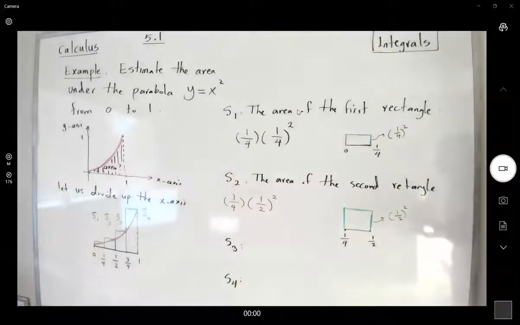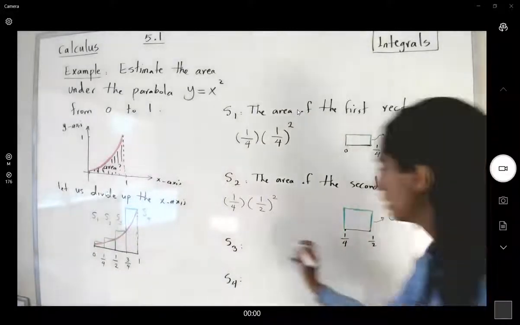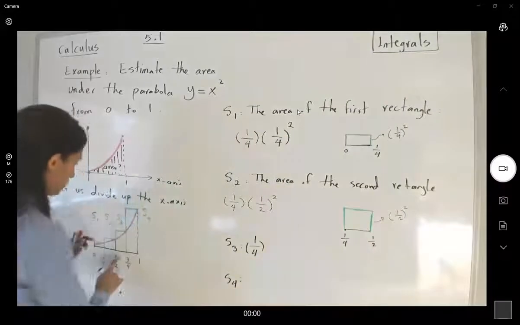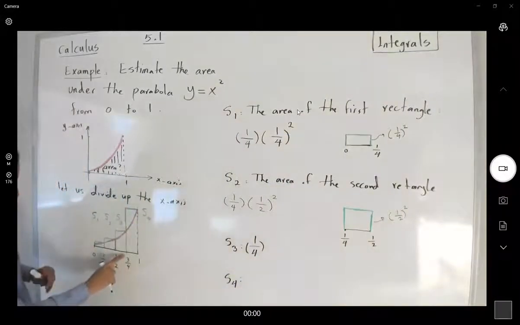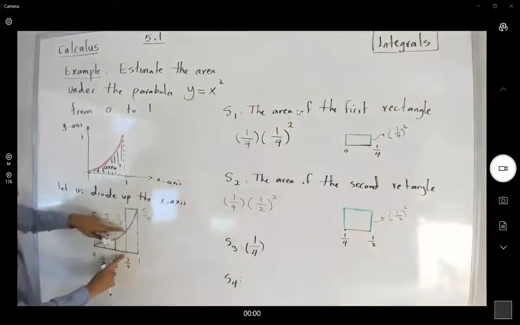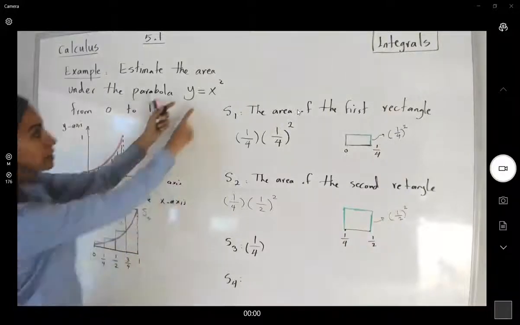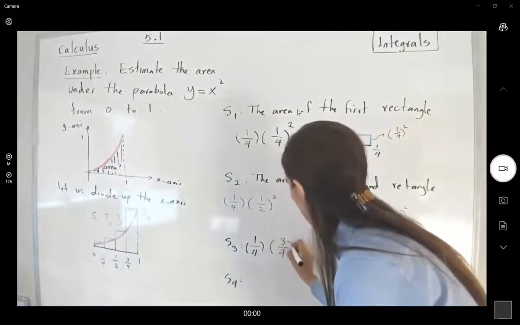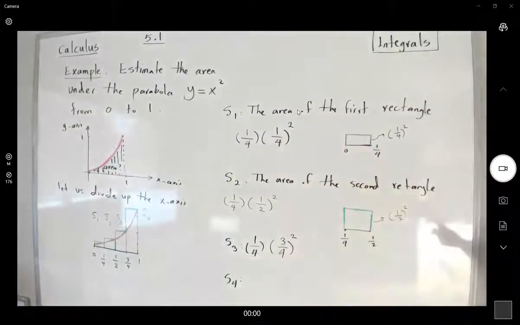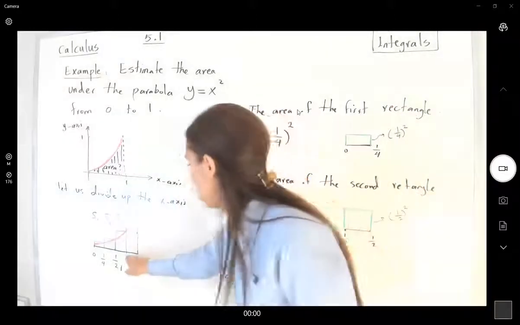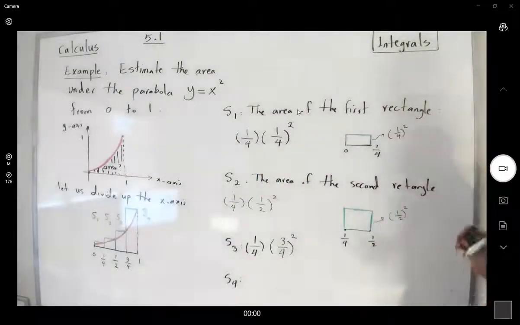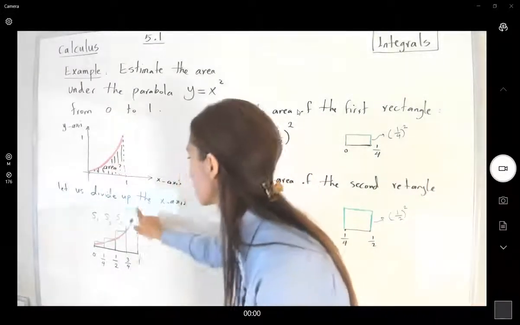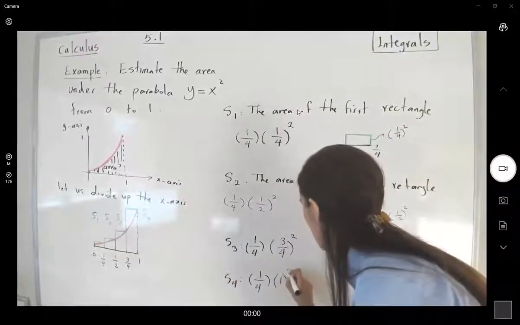For S sub 3, again, the length is a 4, but its height. So what do we have here? If I use 3/4 and use it as my x value, I get 3/4 to the second power. So a 4 times 3/4 to the second power is the area of the third rectangle. And finally, the area of the last rectangle here is a 4 times 1 raised to the second power.